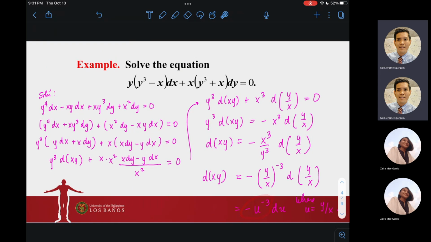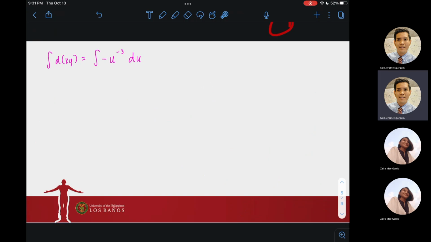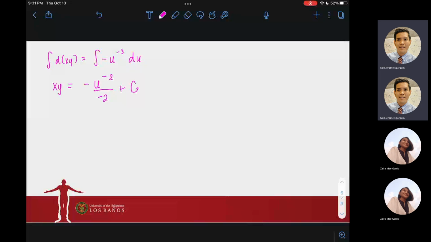Integral ng negative u to the minus 3 du. So, ito na yung gagawin ko. Mag-i-integrate na ako ngayon. Integral ng dxy ay xy lamang. Then the derivative of this guy is negative u, negative u to the negative 2 over negative 2 plus an arbitrary constant c. All right? And then let's just simplify this. We'll get xy equals negative, magiging positive na. Positive ng 1 over 2 u squared plus c.